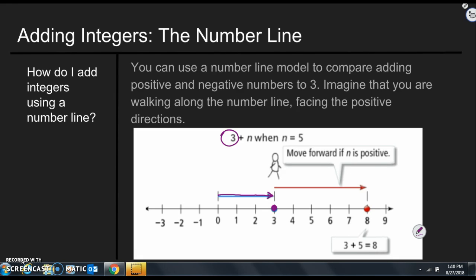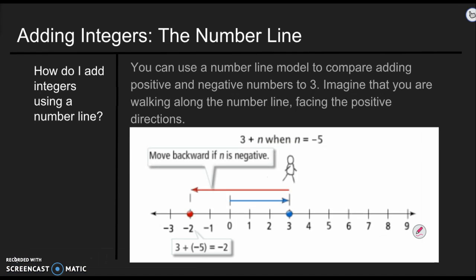Our problem tells us that we're adding 3 plus n when n equals 5. Therefore, 5 tells us the direction and how many units we need to move. Since it is a positive 5, we're going to move forward 5 spaces, or 5 units. 1, 2, 3, 4, 5 gets us to stop at 8. Therefore, 3 plus 5 equals 8. Make sure you model that on the number line within your notes.